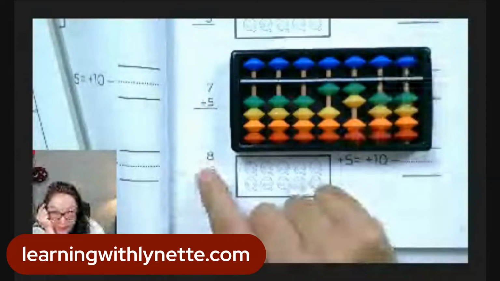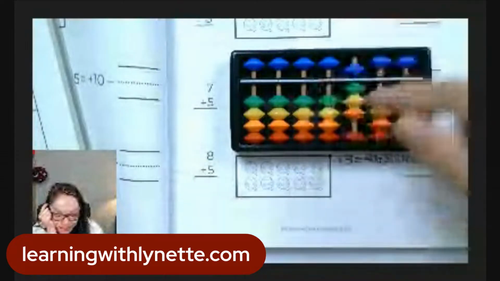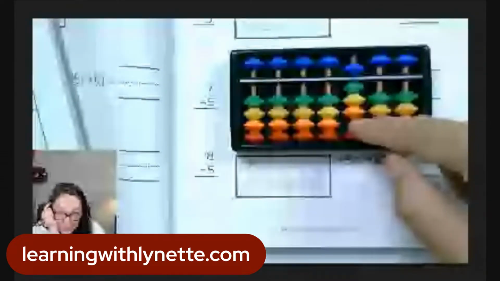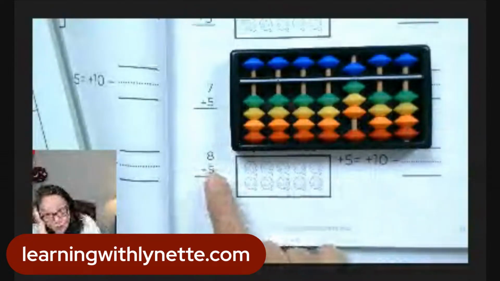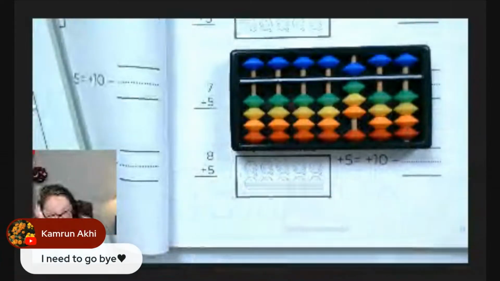Let's do 8. I want to add the 5. There's not enough beads to go to the 5. So what do we do? We have to go to the asteroid belt.